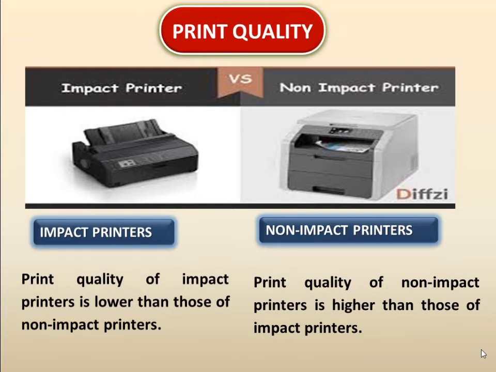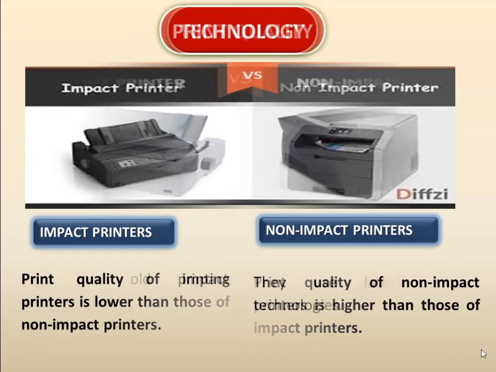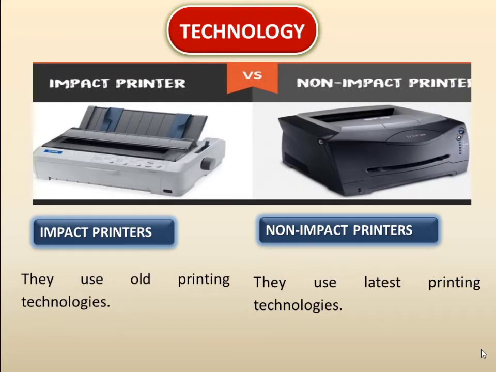Print quality. The print quality of impact printer is lower than non-impact printers. They don't print a good quality on the paper. Whereas non-impact printers' print quality is higher than those of impact printers. Next is technology. Impact printers use old printing technologies, but non-impact printers use latest printing technologies. That's why they are faster, they are silent, and they have many more features than impact printers.